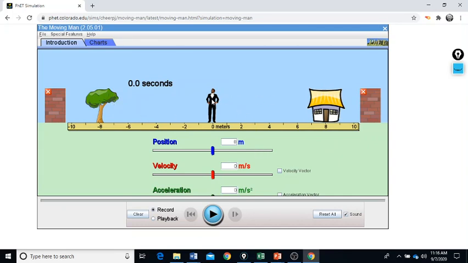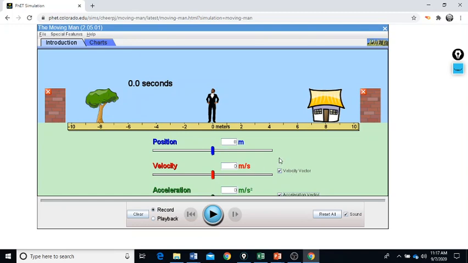This is a good simulation to look at the very beginning introduction to motion if you're studying physics and looking at position or changes in position, which is displacement, velocity, the rate of change of that displacement, and then the rate of change of velocity is of course acceleration. We can see here that we can toggle on vectors.